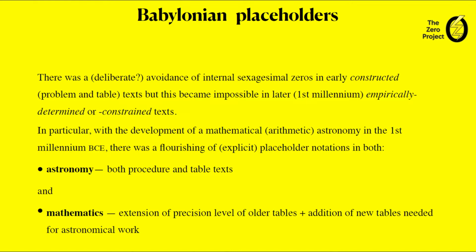There was probably deliberate avoidance of internal sexagesimal placeholders, zeros, in early constructed texts, that is problem and table texts in mathematics. But this became impossible later on in the first millennium, because with the arrival of astronomy, you had actual physical phenomena to model, and you were bound by empirical constraints, which did not allow you to simply make your mathematics easy and only deal with simple numbers, because you had to account for the actual, rather complicated astronomical observations. So in particular, with the development of mathematical astronomy in the first millennium, there was a flourishing of explicit placeholder notations in both astronomy and mathematics.